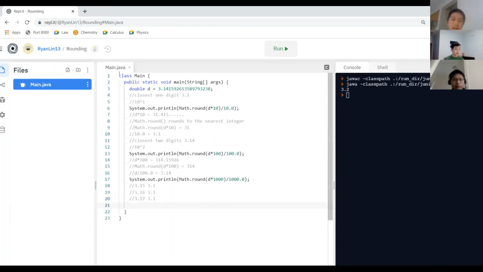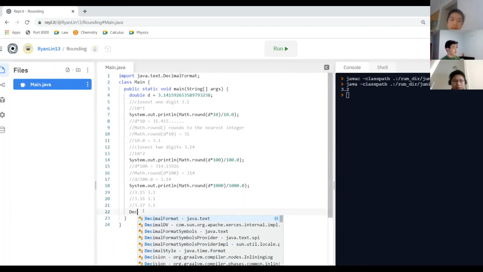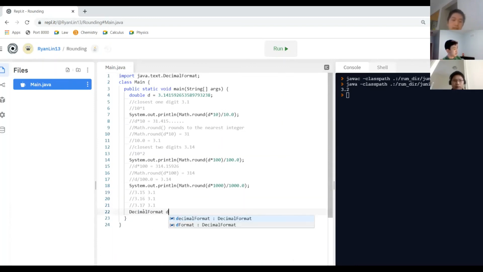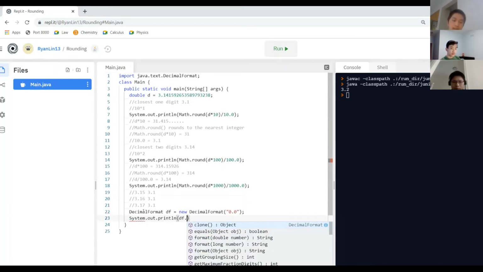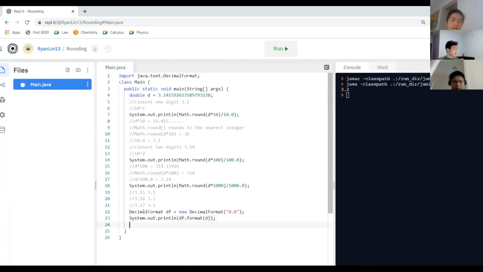What do you do? Well, in Java, you have a class called DecimalFormat, in java.text.DecimalFormat. So this is actually relevant in the Vonaroy villages problem that was shown to you earlier by Jake, because you need to output to 2 decimal places, right? So if I want to output to 1 decimal place, I'll do 0.0. And all I have to do is System.out.println(df.format(d)). And that'll just give you it to 1 decimal place.